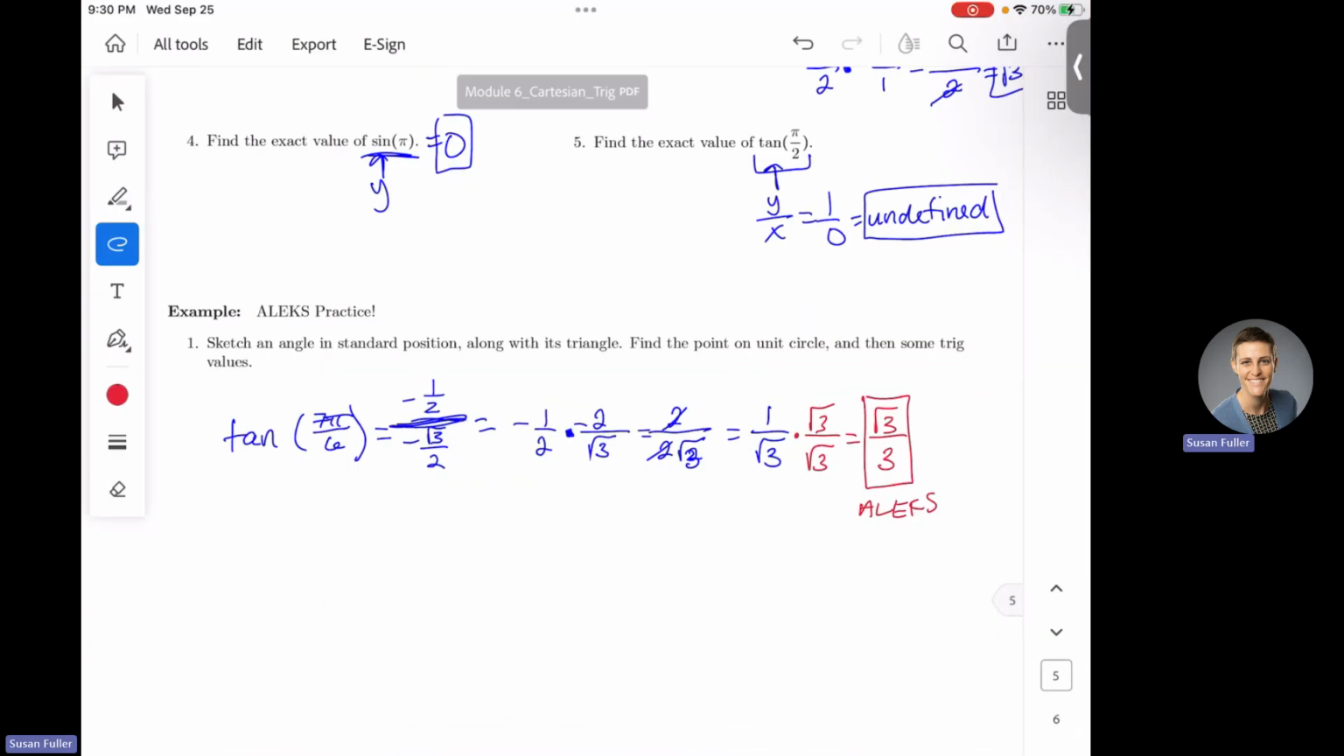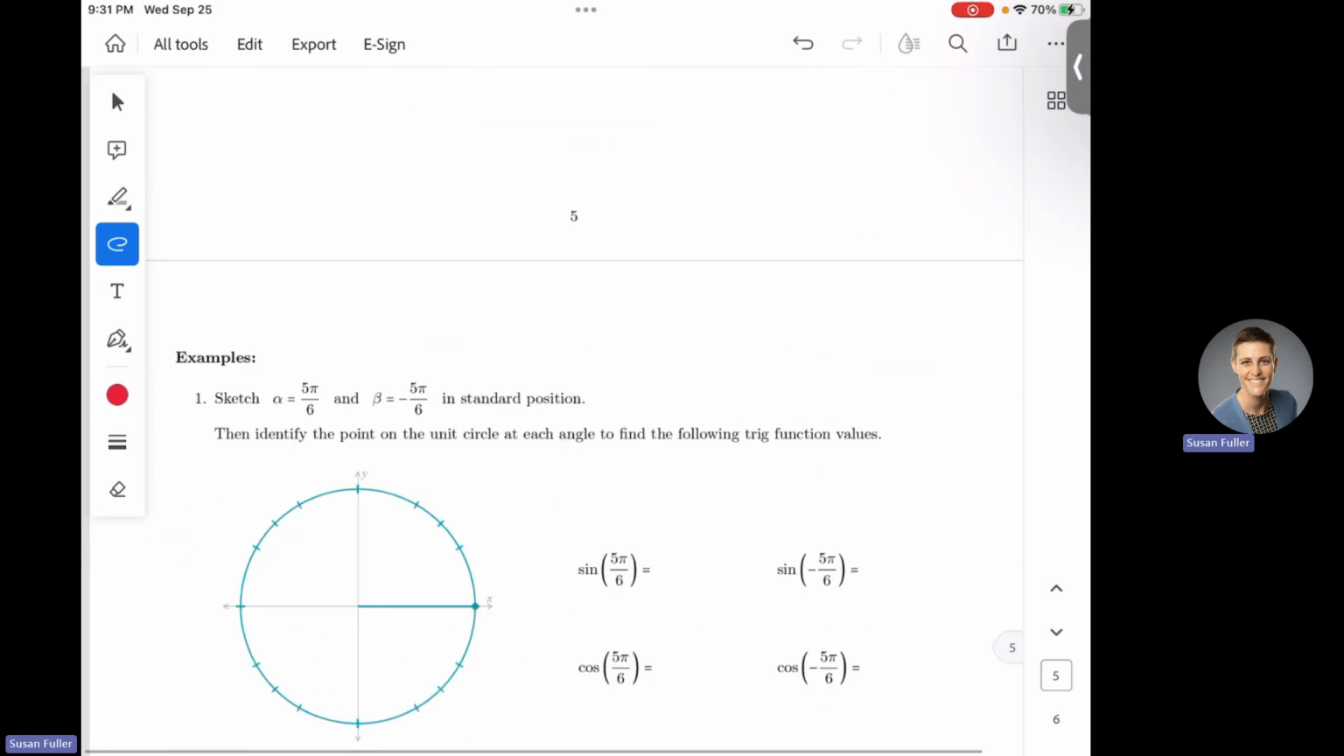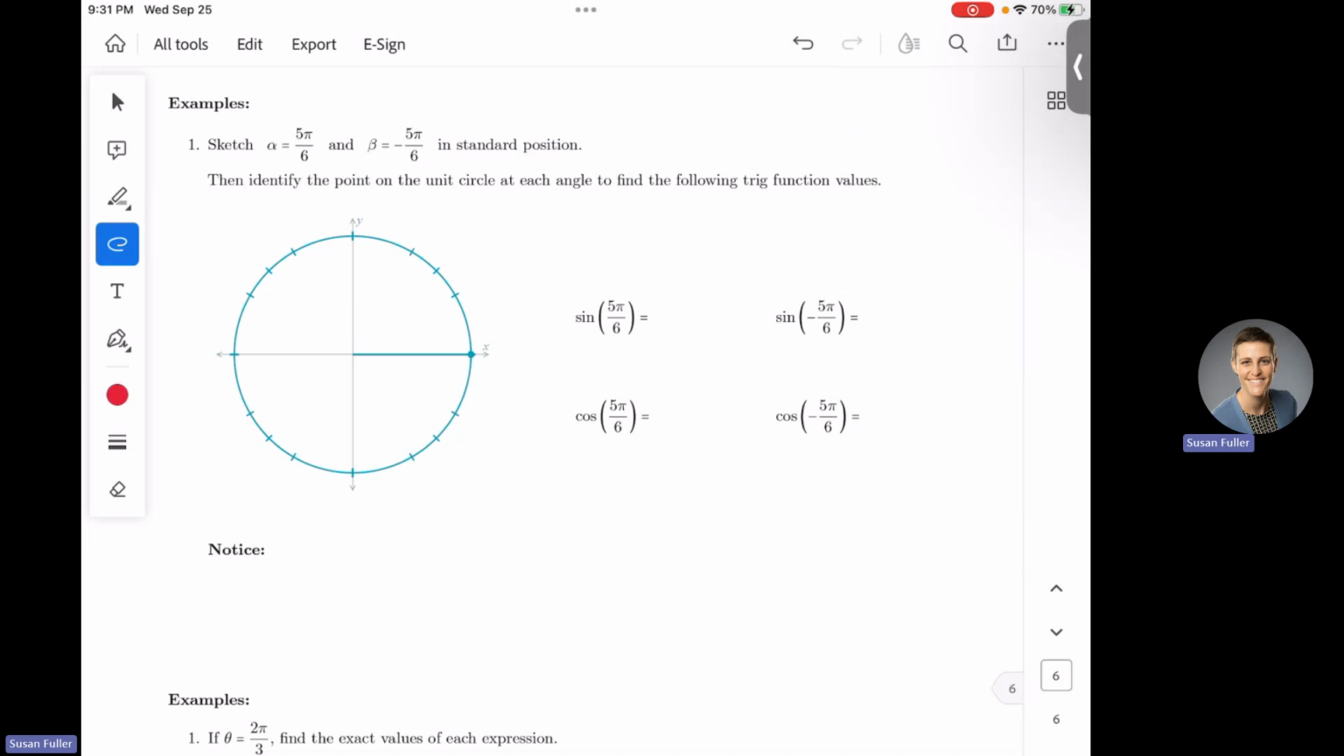So hopefully that helps with some of the ALEKS stuff. And again, you're just going to be practicing with that unit circle. The last couple things that we have here are going to be fighting with a couple of ideas and a little bit of notation.